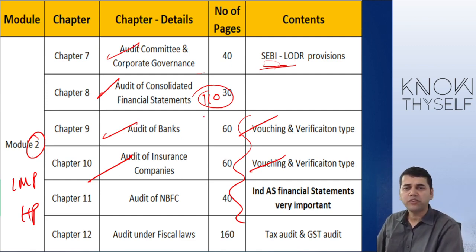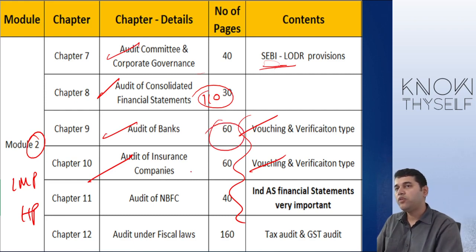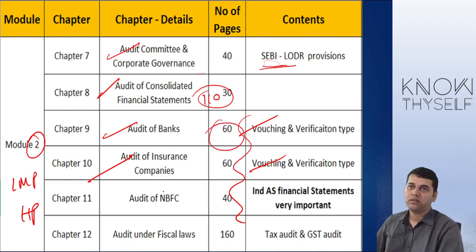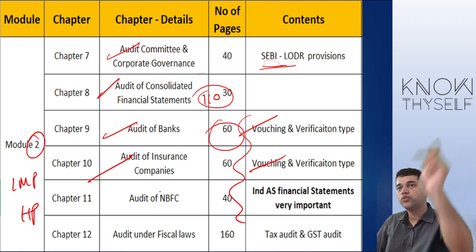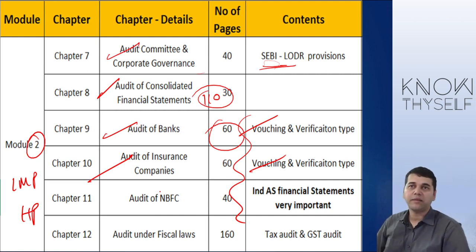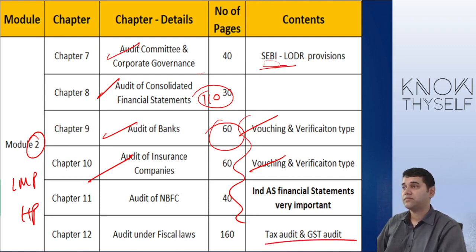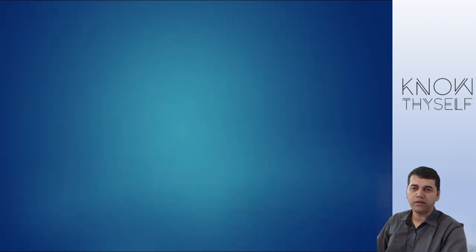Because the syllabus, even though it is 60 pages, you will find 100 questions there. How do you vouch fixed assets? How do you vouch insurance premium? How do you vouch liabilities, actuarial valuation? So we have to follow some strategies here. Now, the irritating and biggest chapter is tax audit and GST audit. Anyhow, you have some understanding of tax audit and GST audit. We will try to manage that. We will cover odd questions.